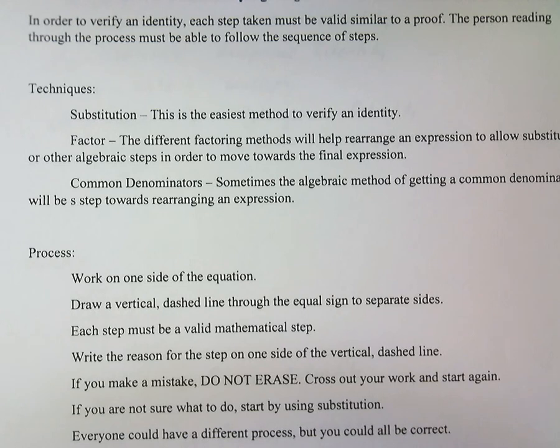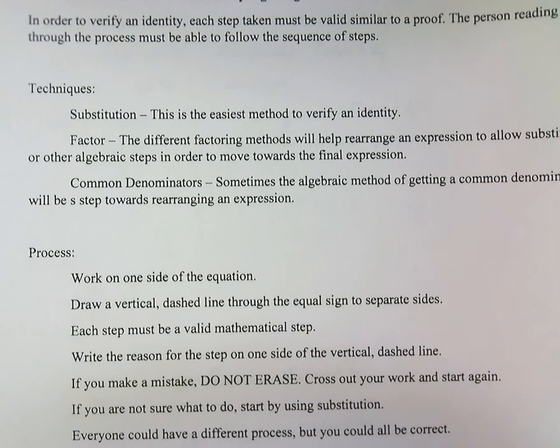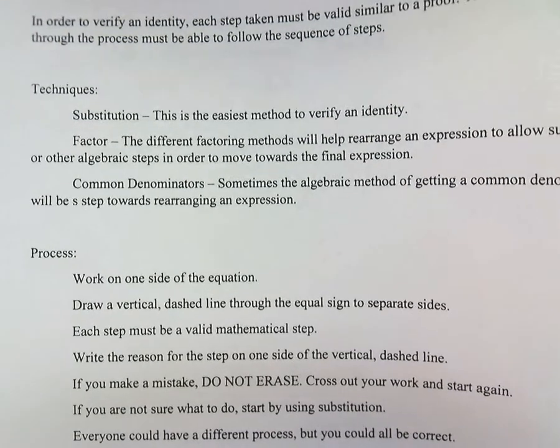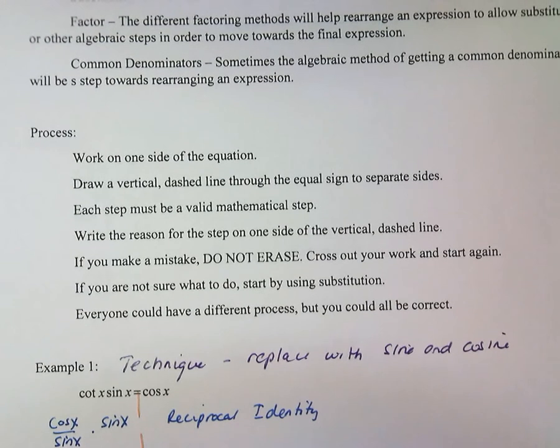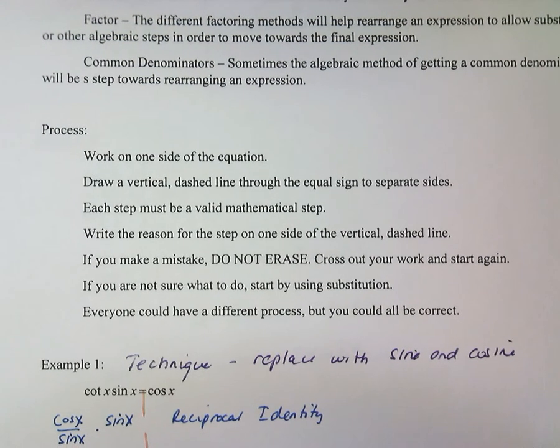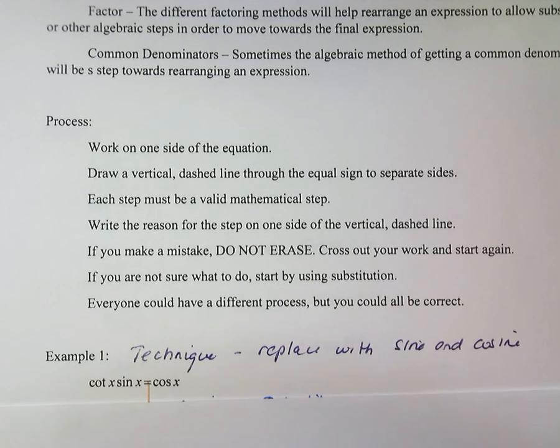My advice to you is if you make a mistake or you think you're doing something wrong, do not erase. Cross out your work and start again. If you erase, I can't see what your thought process was, but I need to see what you were thinking. If you're not sure, always start by just using substitution. And everyone in class could be coming to a different process, and you can all be correct. So please don't just copy off of somebody else. Think for yourself. The way I'm going to do this, I'm going to work through several examples.